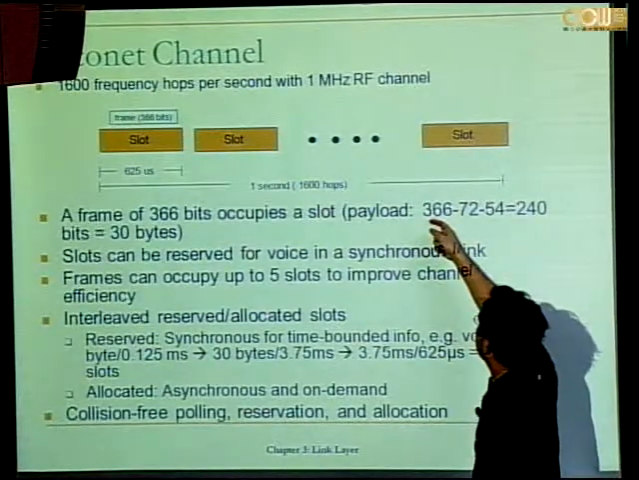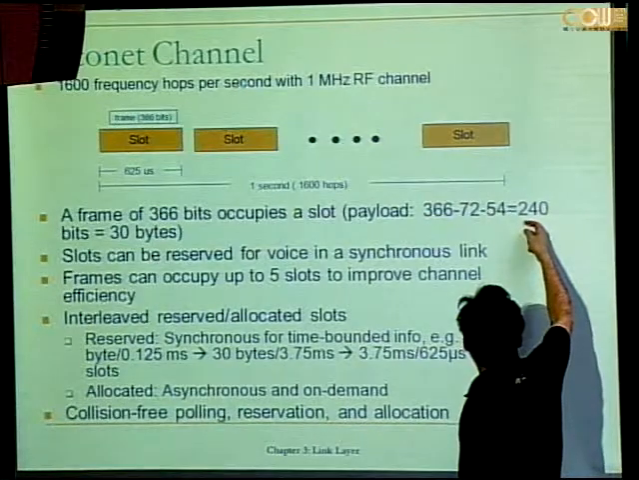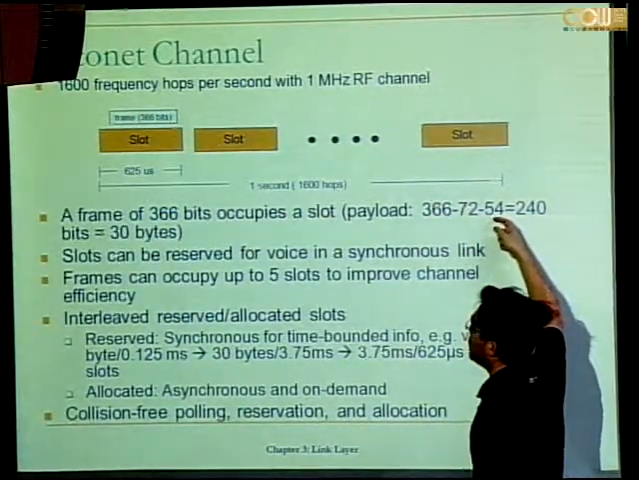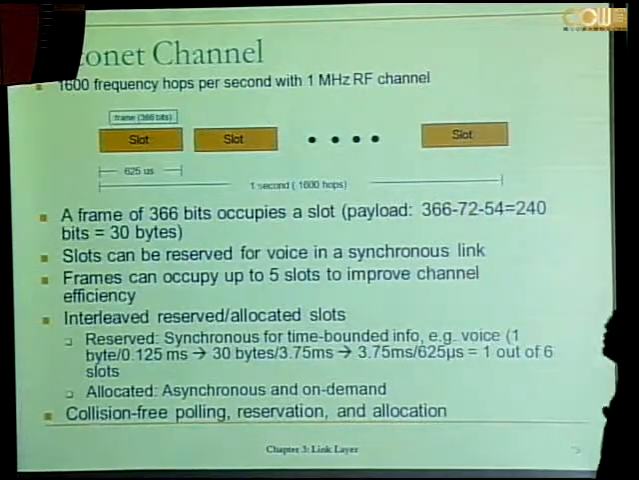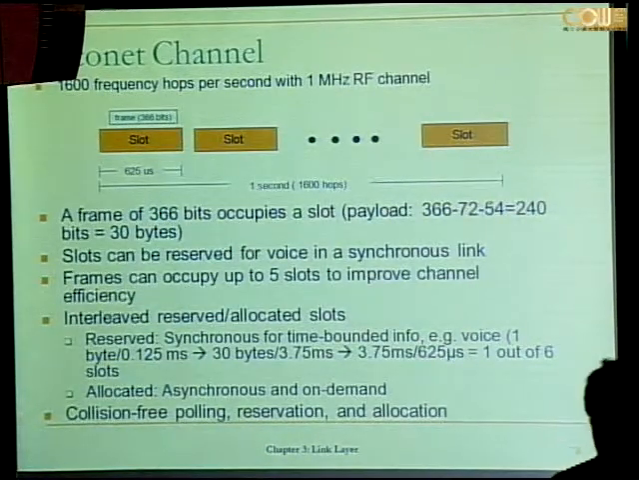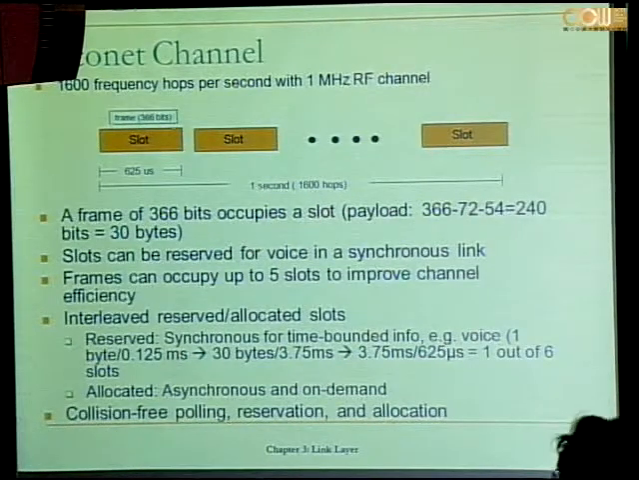For 366 bits, I only transmit 240 bits of data. The rest is overhead, the header. So it allows you to occupy 5 slots. The first slot would have a header, but the other 4 slots would not have a header, just data.